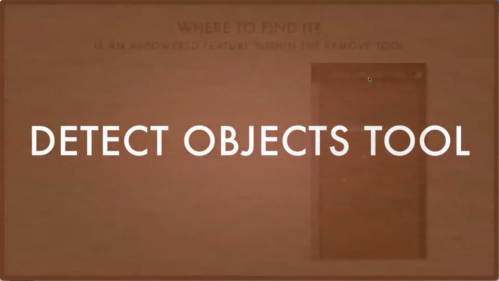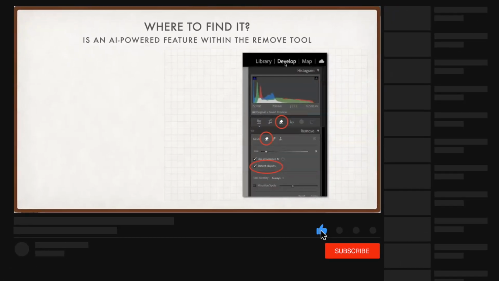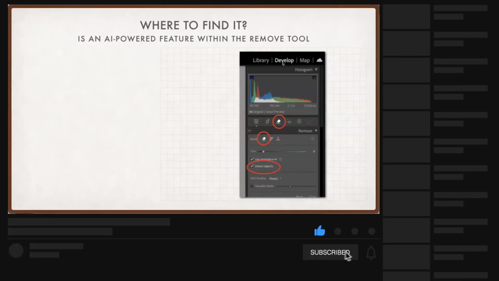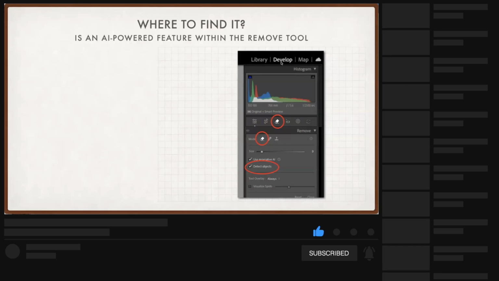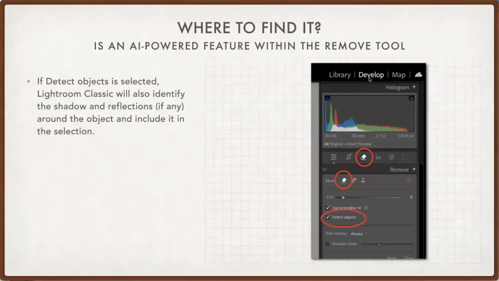And the first one is the Detect Objects tool. This one's a fairly new one here. If you look in your develop module, and everyone's seen this pane off to the right hand side, it's an AI powered feature within the remove tool. And I've found this works pretty good. The way it works is when you select an object, if that object has a shadow or reflection tied to it, it does a pretty good job of finding everything associated with that object you're trying to get rid of. I'll show you an example here in a minute.